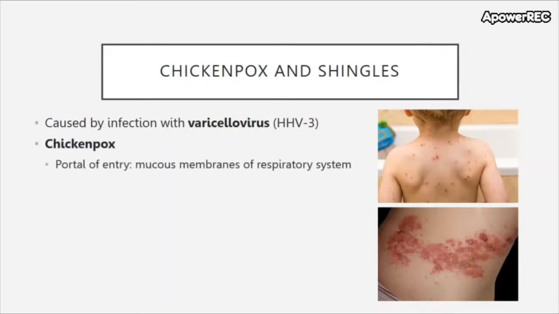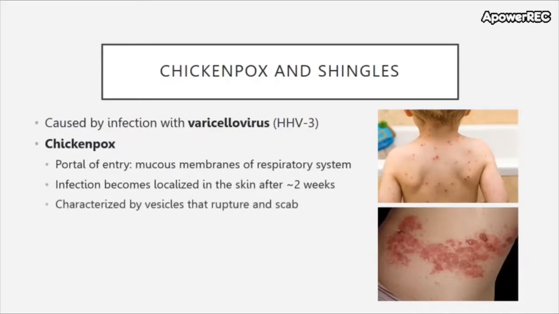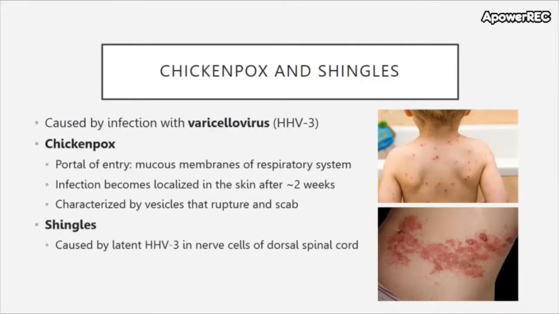For chickenpox, the portal of entry is the mucous membranes of the respiratory system, and the infection becomes localized in the skin after about 2 weeks. It's characterized by vesicles that rupture and scab. Shingles is caused by latent HHV3 in nerve cells of the dorsal spinal cord. So you do not get shingles from exposure from the environment.